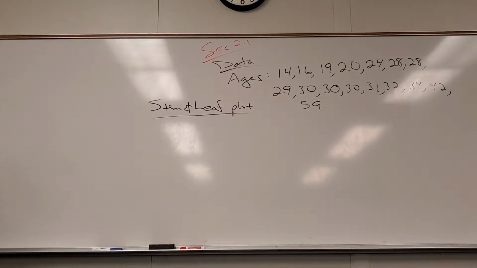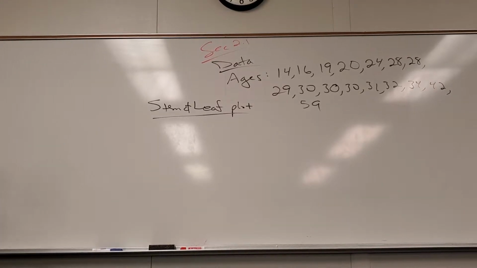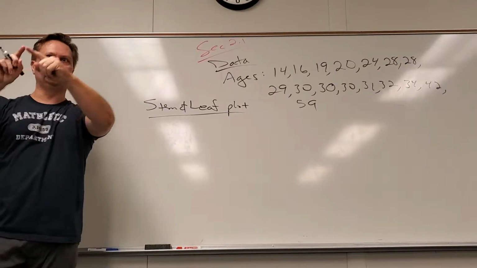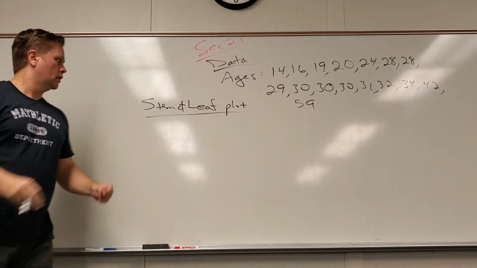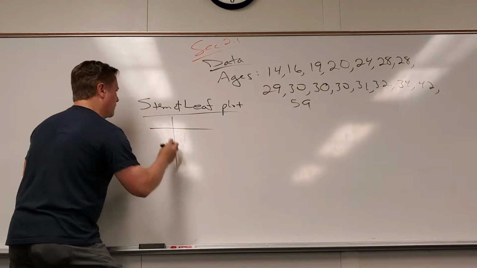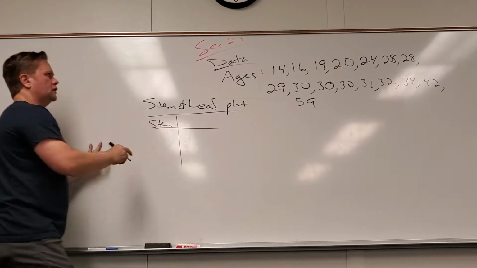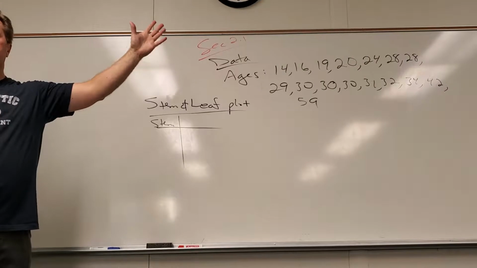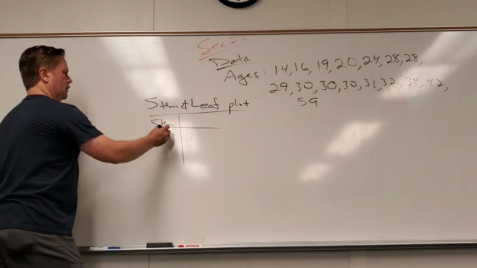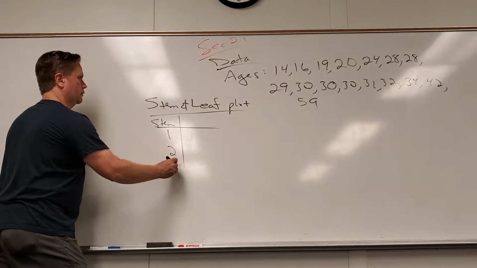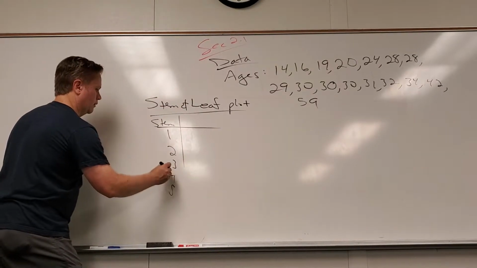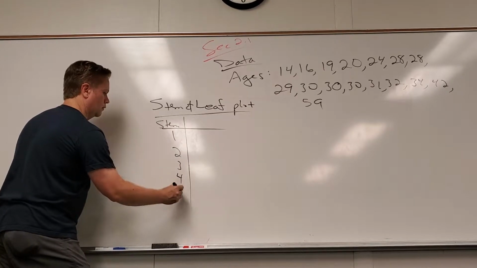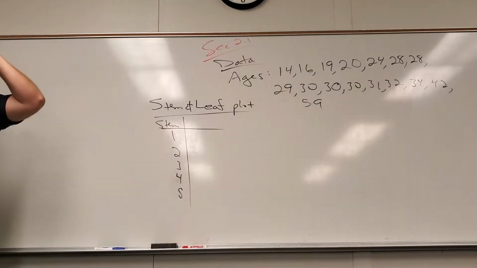What do you do with a stem and leaf? So how does a tree look? It's got a stem, and then it's got multiple leaves coming off of that one stem. Are you with me? So the stem is going to be the part that's kind of repeated. Do you see how there's several that are in the teens, right? So I'm going to have a 1 stem, a 2 stem, a 3 stem, a 4, and a 5. Is everybody with me so far?